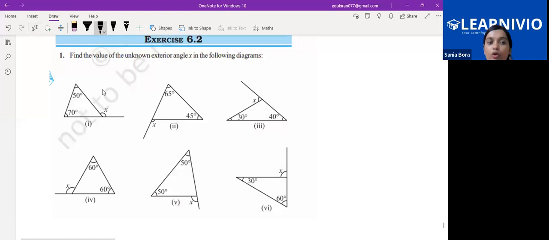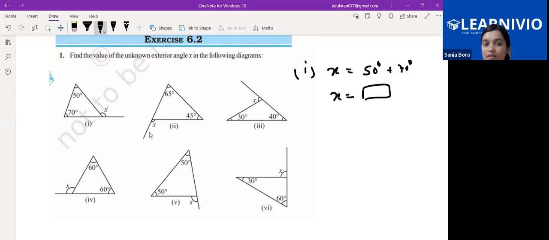Here you go. Use the property. First one, I'm doing it for you people. X would be equal to 50 degrees plus 70 degrees. So X would be adding, then get the answer. Similarly, all the X will be like this only. So everybody quickly find the value of X. Using the exterior: this is the exterior, it will be the addition of these two. So x equals 50 plus 70.